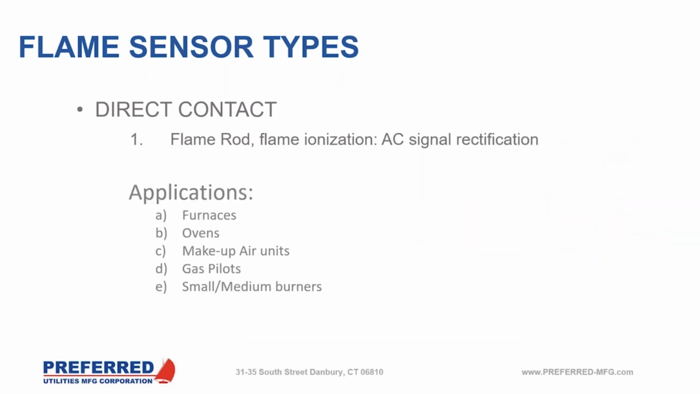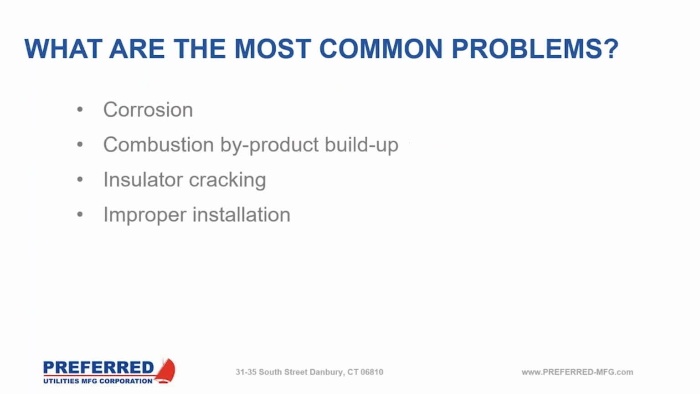Where are these used? Primarily in furnaces, or ovens, probably as much as anywhere in makeup air units, but it's used on gas pilots a lot of times, even larger gas pilots, or small to medium burners. So it has its place, it works well, and it tends to be more on the small or medium sized burner range where you will see this utilized.